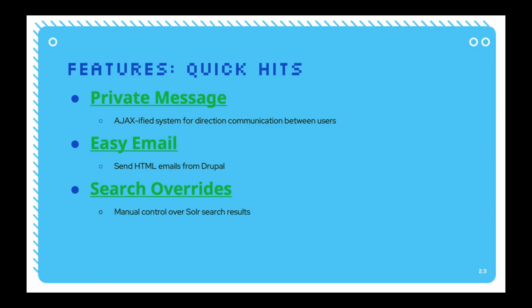And then search overrides is a module that you can use to give your editors and admins, really anyone with the correct permission, the ability to manipulate exactly how search results will be returned. So you can say for a specific query, maybe I want these two to be at the top of the results and specify the order in which they'll appear. Or you can say maybe these 4 results that keep coming up for a specific search are really outdated content, and I don't want to unpublish them on the site, but I just don't want them to appear as search results for that particular query.